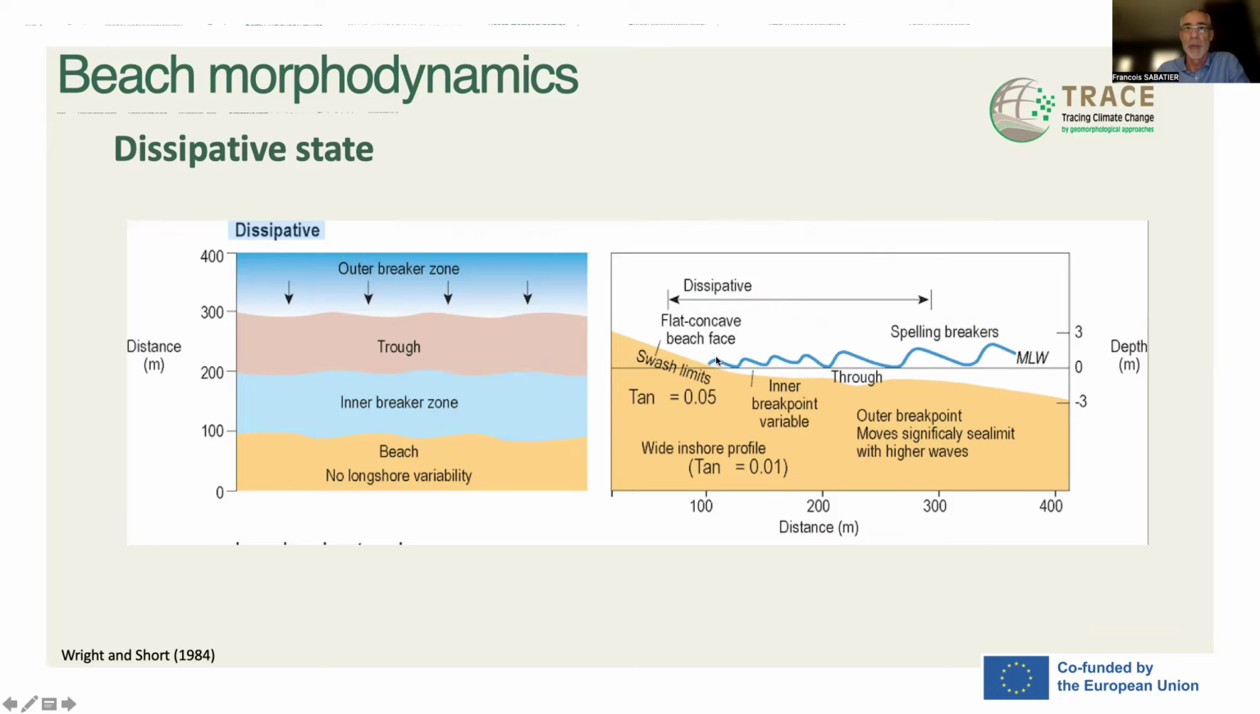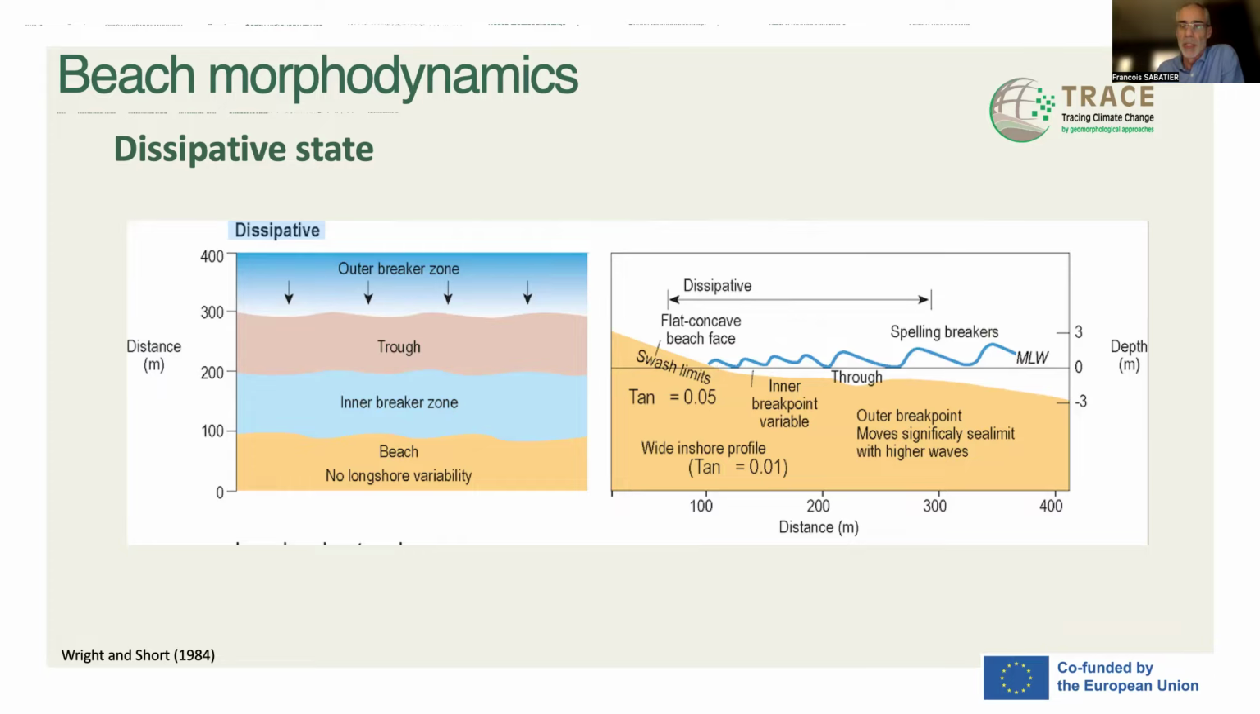Here you see that the surf zone is very wide, between 100 and sometimes 500 meters. Waves break gradually across this wide area, usually as spilling breakers. This is the wave morphology.